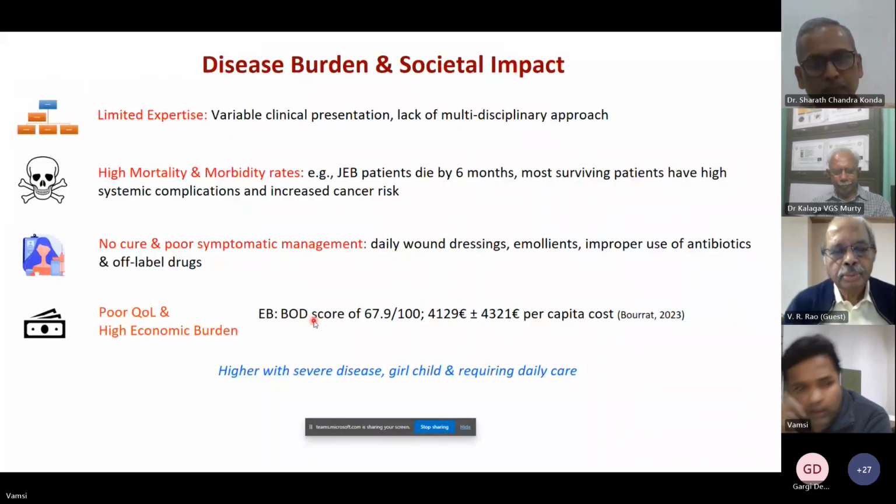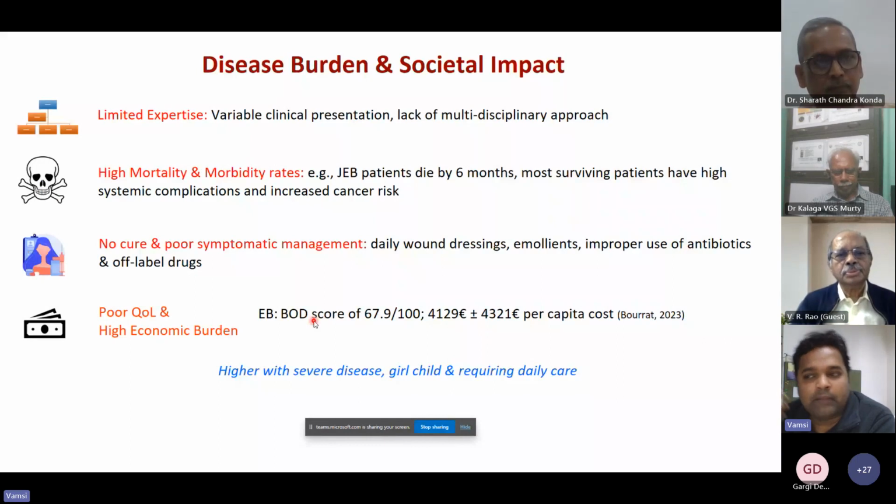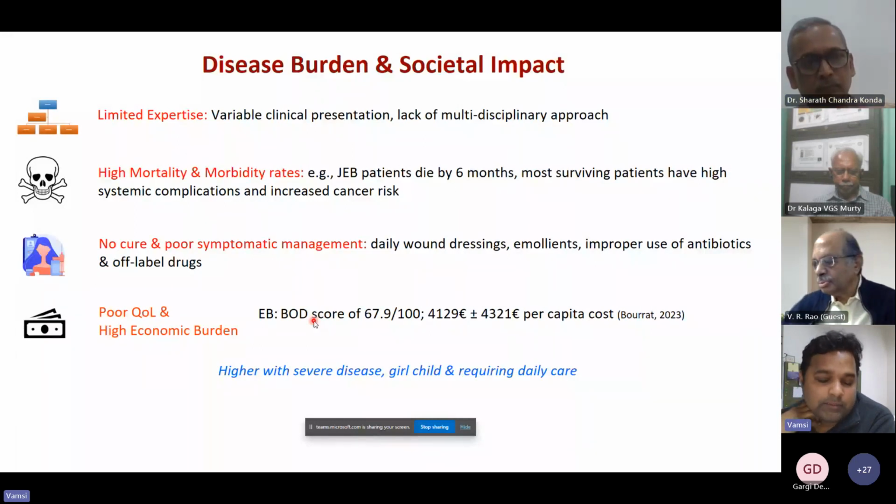There is variable clinical presentation, and because of systemic manifestations, it is not managed only by dermatologists. It requires a team of multidisciplinary professionals, ranging from surgeons, pediatricians, respiratory physicians, orthopedicians, including psychologists. There is high mortality, specifically for junctional EB, when these kids die by 6 months of age, and we still don't know why. Most surviving patients have a contracted life and are at increased risk for developing squamous cell carcinoma. Unfortunately, there is still no cure.